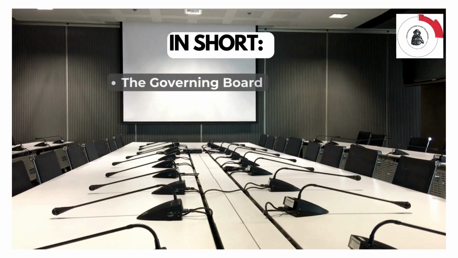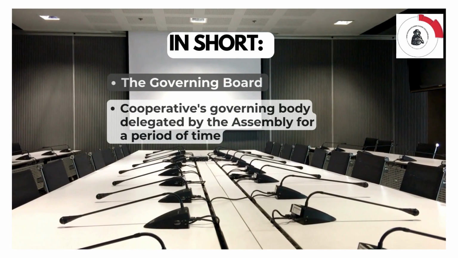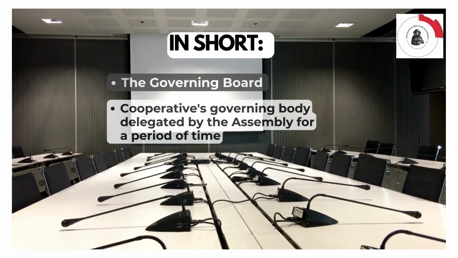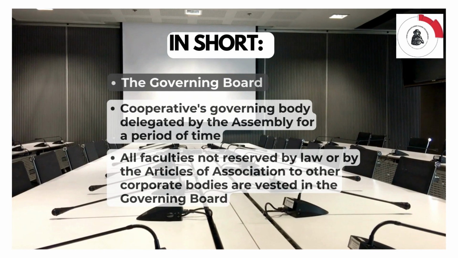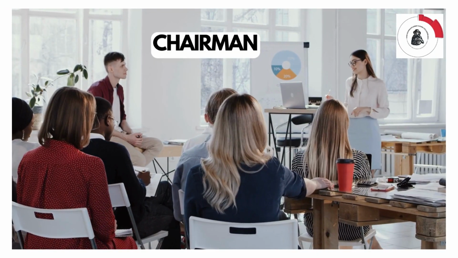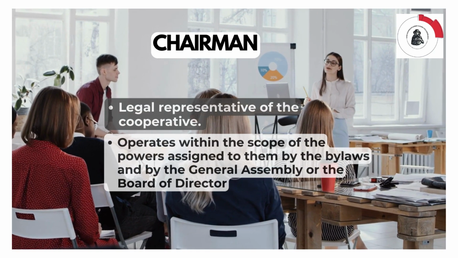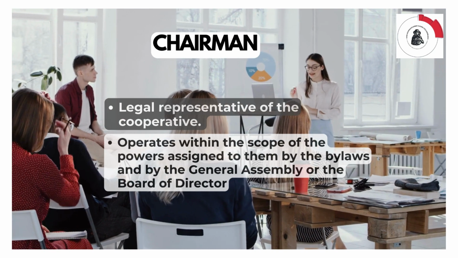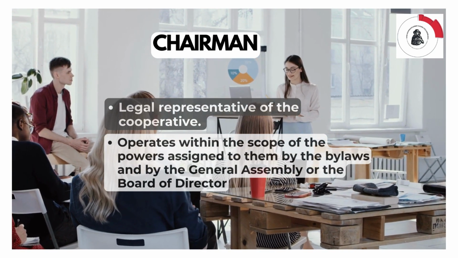In short, the Governing Board is the cooperative's governing body delegated by the Assembly, from which it receives a mandate to govern for a certain period of time. All faculties not reserved by law or by the Articles of Association to other corporate bodies are vested in the Governing Board. The chairman of the Board of Directors is the legal representative of the cooperative. They operate within the scope of the powers assigned to them by the bylaws and by specific powers resulting from the resolutions of the General Assembly or the Board of Directors.